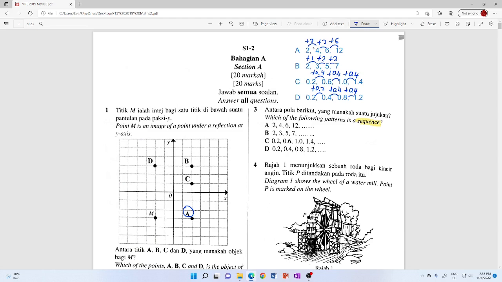Okay, now look at this. Which one of these has a pattern? 0.2 to 0.6, 0.4, 0.4, 0.4. So you can see that C has the same pattern. Every time it will be added with 0.4. Answer is C.